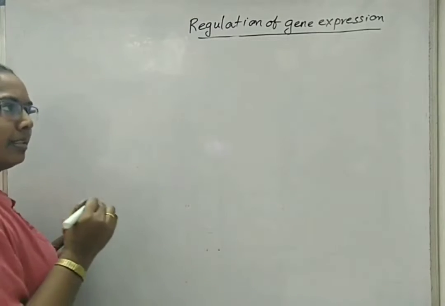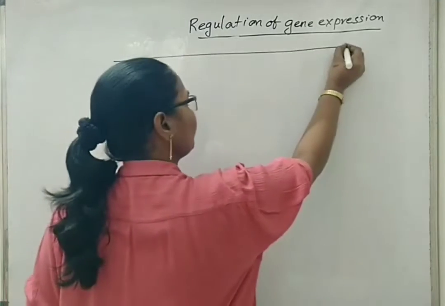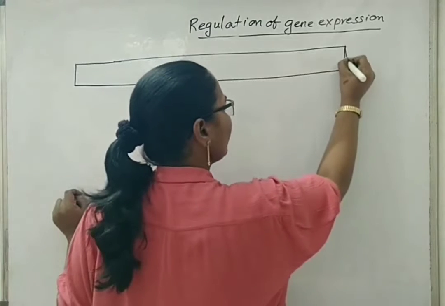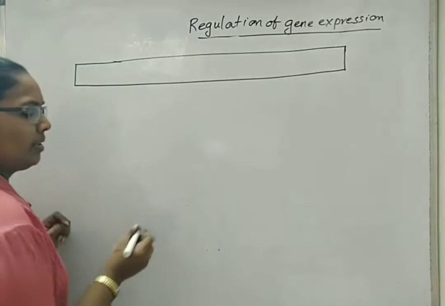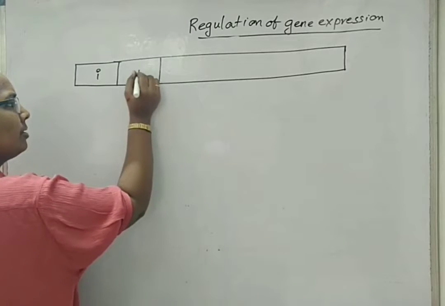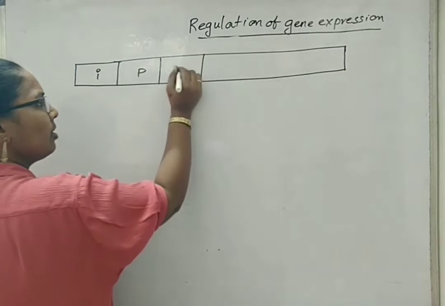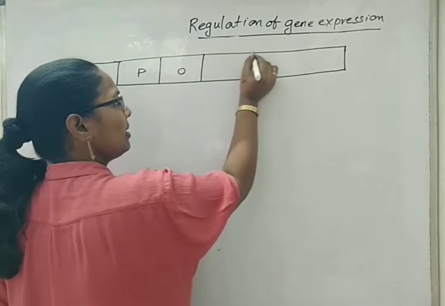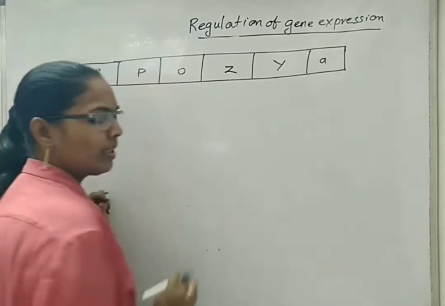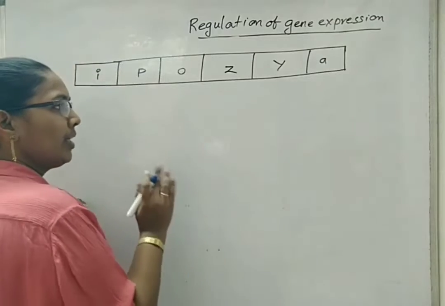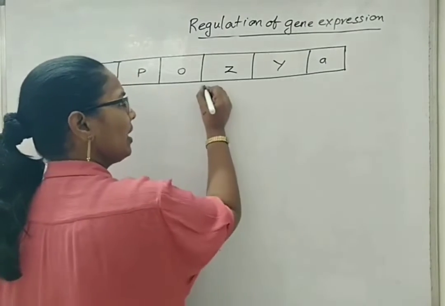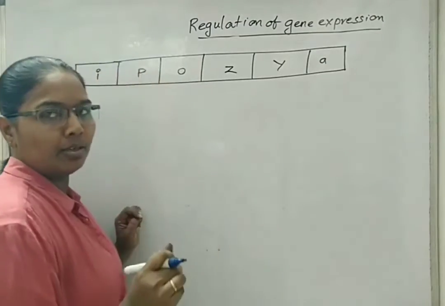Now we will see the normal structure of an operon. As I said, it is nothing but a combination or cluster of genes. So first we can take repressor gene, promoter gene, operator gene, and Z gene, Y gene, and A gene. This is one type of operon. Since here we are seeing Z gene, Y gene, and A gene, we can call this one an inducible operon.